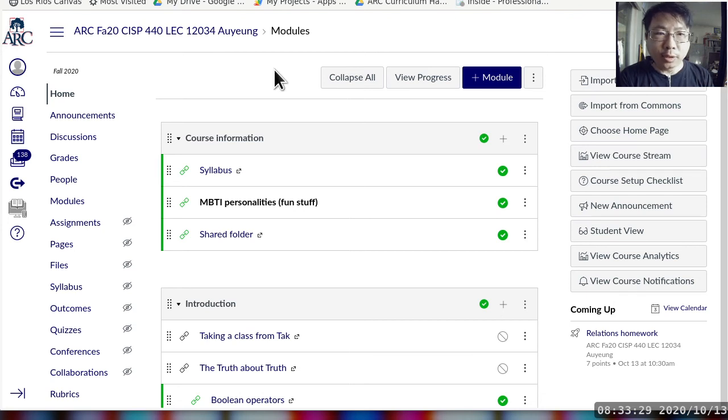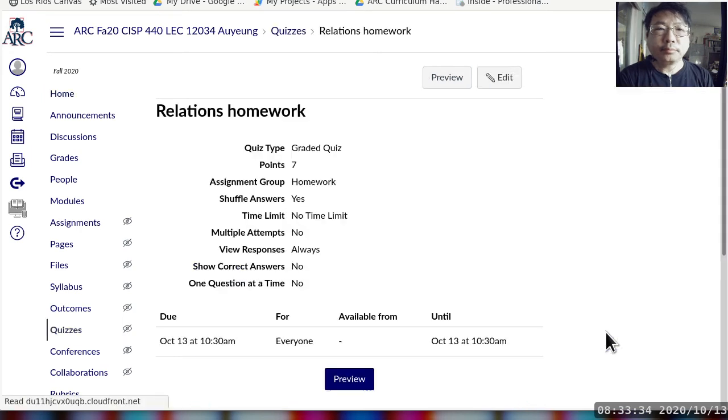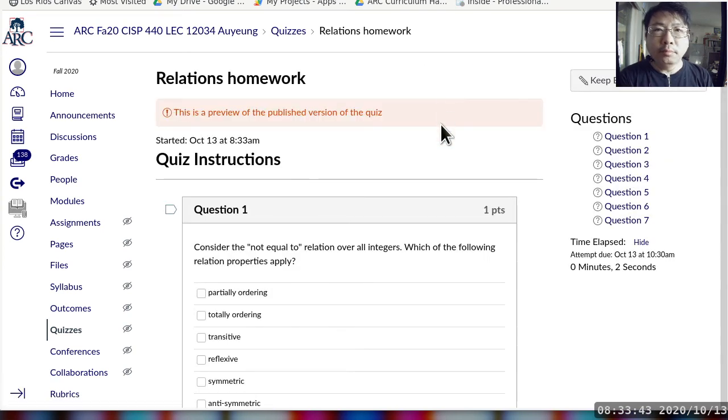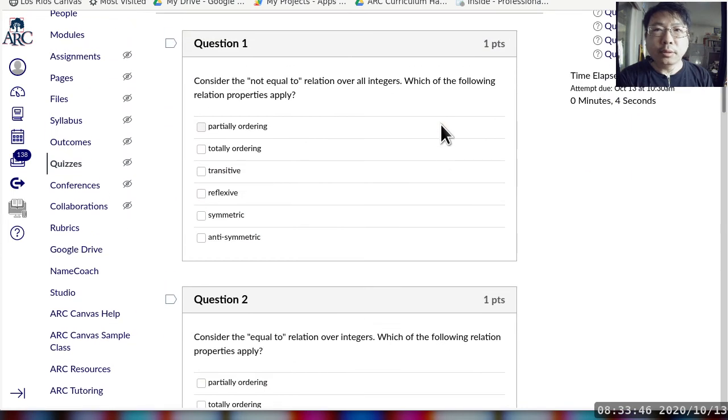We do have a homework to do today, so let's talk about the homework first. I'm fairly sure that there'll be some questions about the homework, so that's why I want to talk about it first. So let's go from question number 1. Consider the not equal to relation over all integers. Which of the following relation properties apply? Okay, so let's go with the easier ones first. Let's go with reflexive.